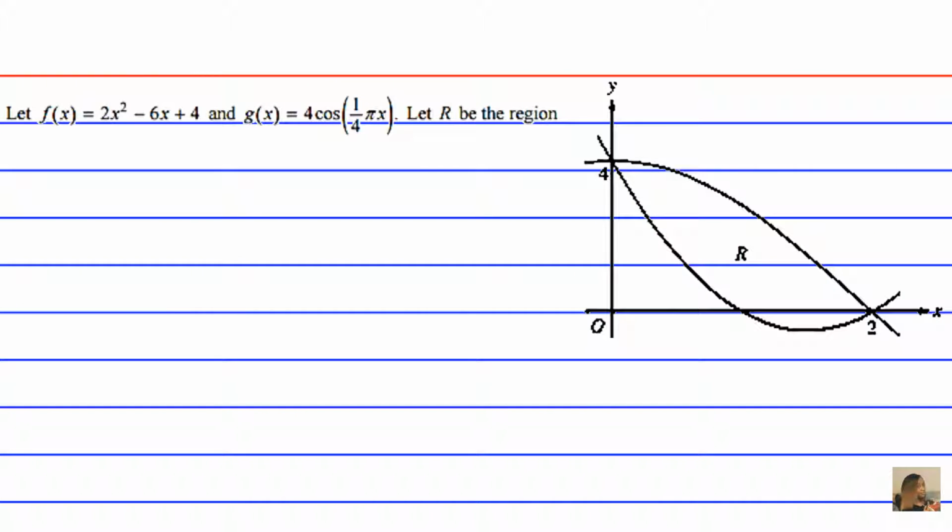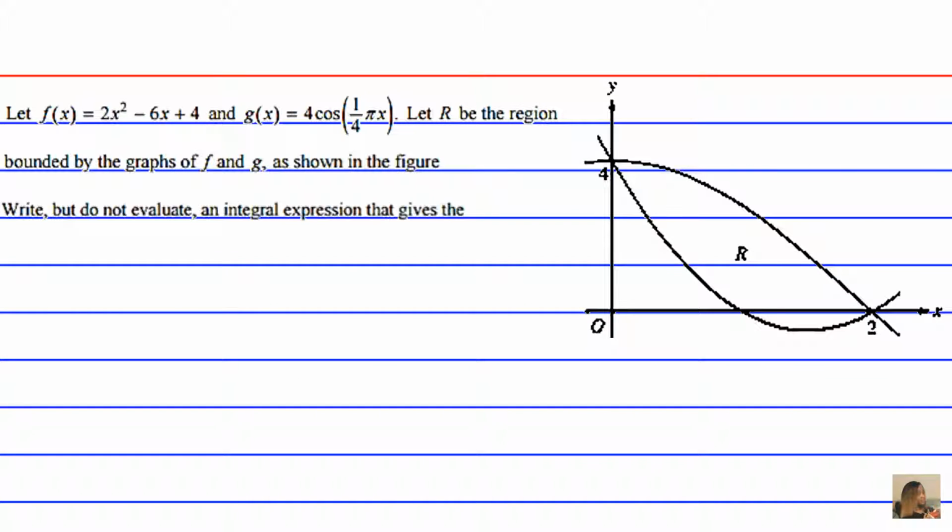Okay, so let f of x equals 2x squared minus 6x plus 4, this curve right here, and g of x equals 4 times the cosine of 1/4 pi x, this curve right here. Let R be the region bounded by the graphs of f and g as shown in the figure. So the intersection of these two regions bound the area R.